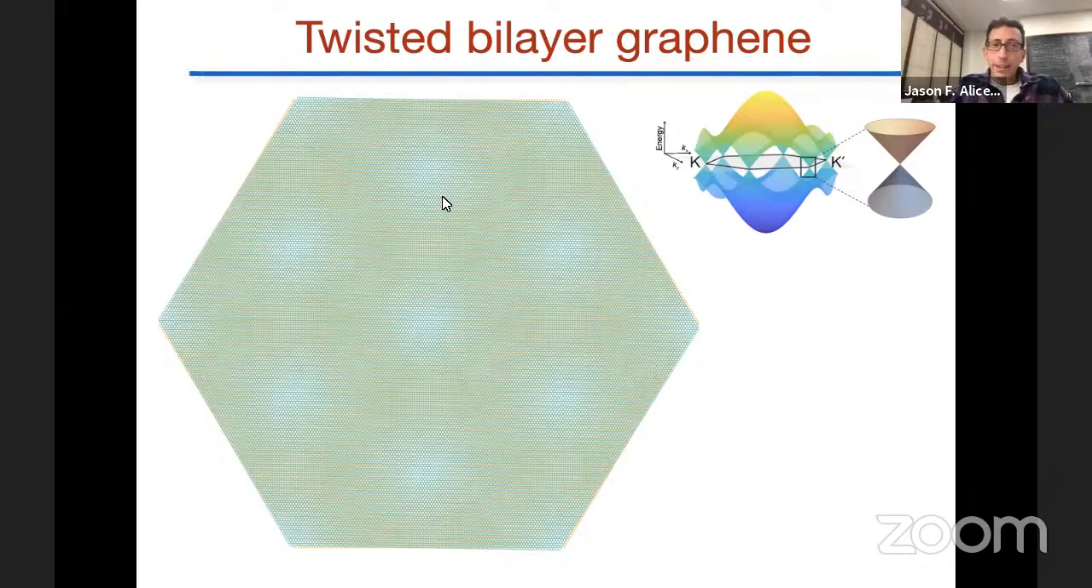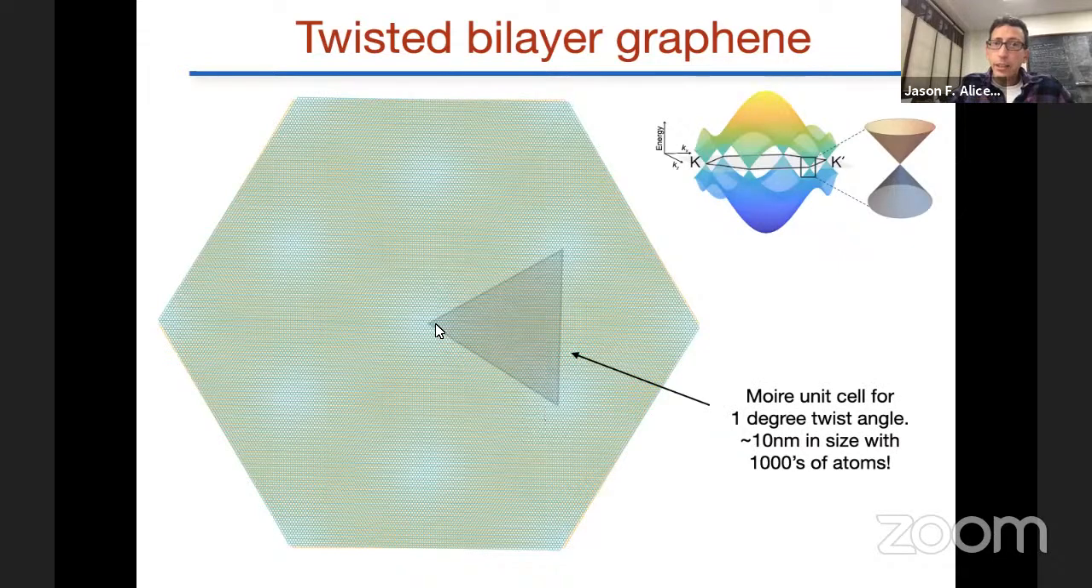All right, so at this 1 degree twist angle, which is again close to what people now call the magic twist angle, you can see that there's a new kind of superlattice structure that arises, which has this triangular pattern. The corresponding moire unit cell is this triangle shown here. It's a giant unit cell, roughly 10 nanometers in size, and contains thousands of atoms.